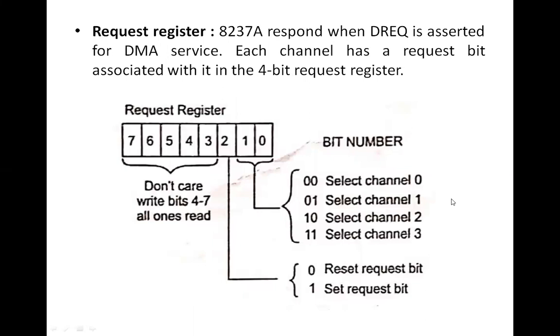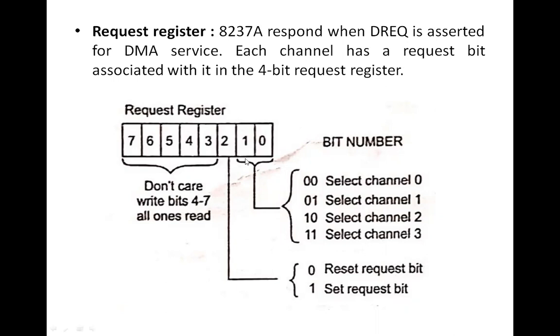Then we have a request register. This 8237 micro DMA controller is going to respond to any request signal asserted by any device, and this is being done through the channel. So whenever a device makes a request for the DMA service, each channel has its own request bit associated with the channel. And it is actually a 4-bit request register.